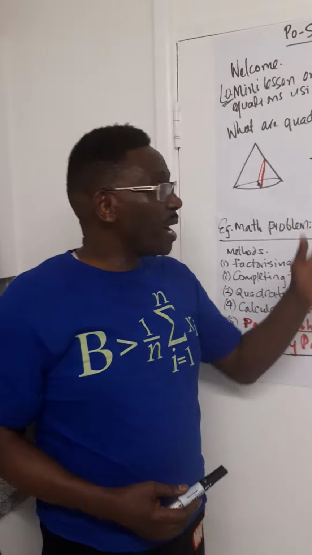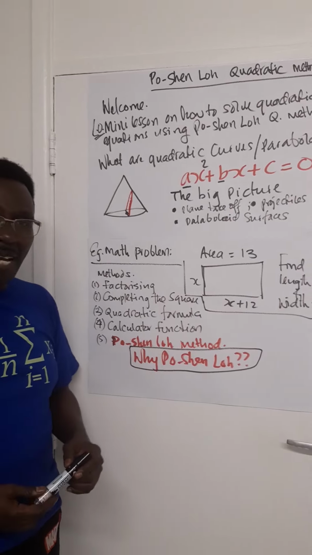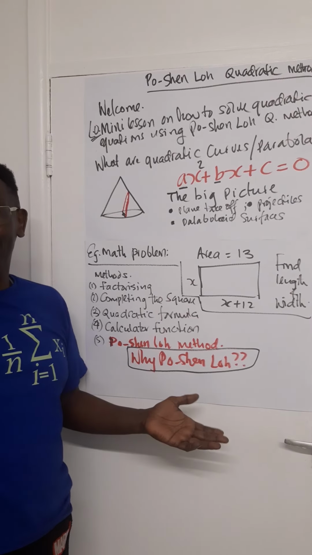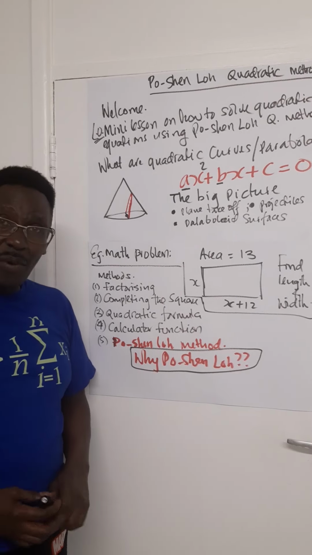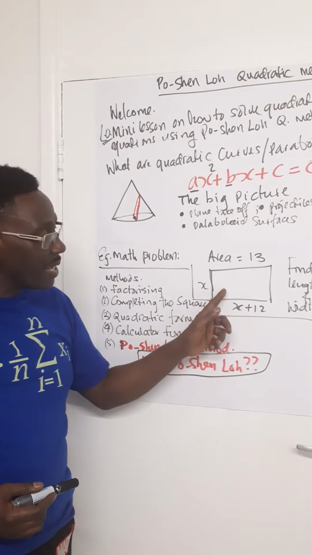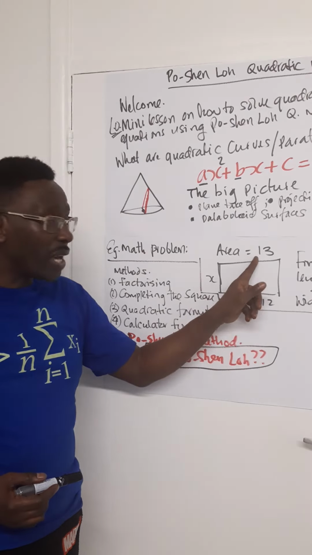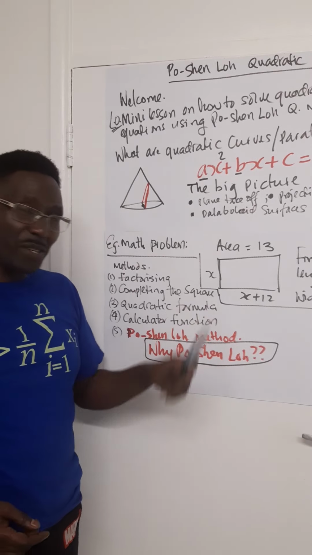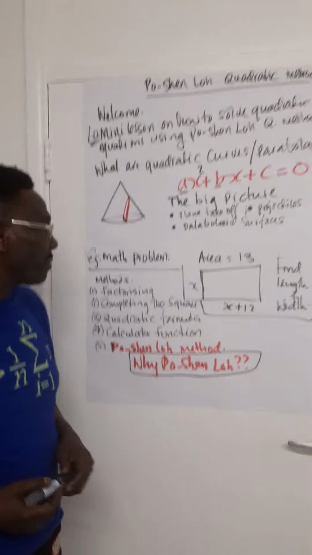But apart from that, in maths, we have some problems which come up like this. For example, you're given that the area of a rectangle is 13 units squared. The length is x plus 12, and the width is x. Can you find the width or length? If you multiply x times x plus 12 and equate that to 13, you form a quadratic equation. When you solve that, you get x, and then you get your length. So it's very applicable in maths and in real life.